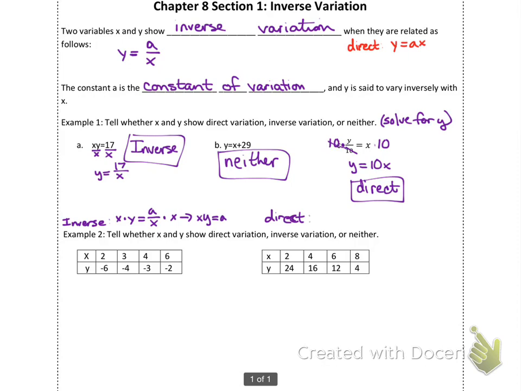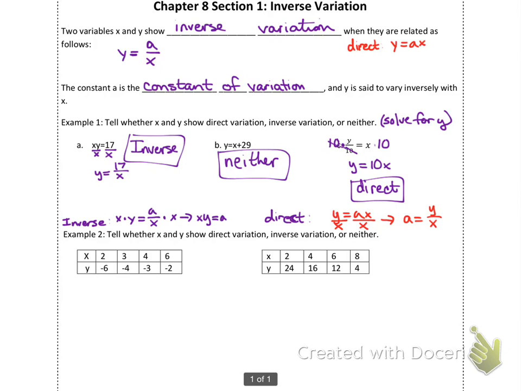So for direct variation, y equals ax. In order to get a by itself, you're going to have to divide by x on both sides, so that my equation for a is a equals y over x. Now let's use these equations in the following examples.